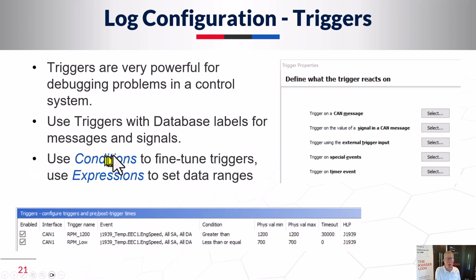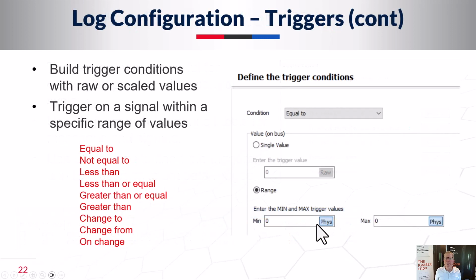So you use conditions to fine-tune triggers, and you use expressions to set data ranges. So what that means is you set up a condition here. You define a condition like RPM 1200 or RPM low, and you define a condition greater than or less than or equal to, or a number of different ways of defining that condition, and you define what it is, and some timeout data, things like that on it. And then you can define conditions equal to, not equal to, less than any particular condition.